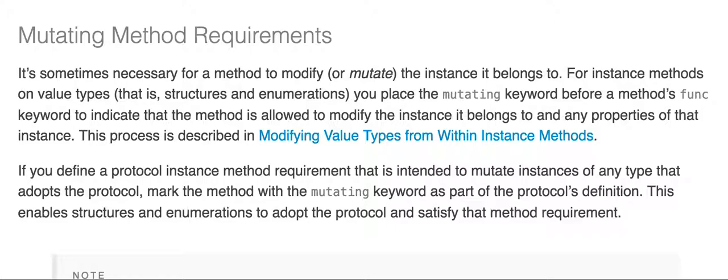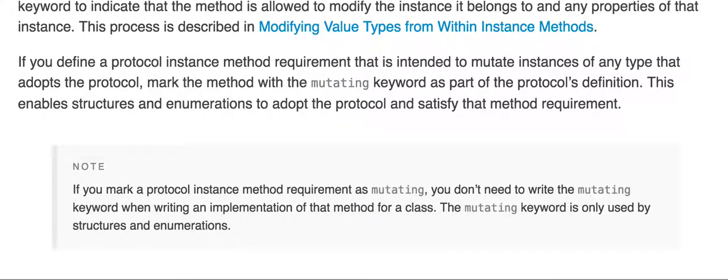If you define a protocol instance method requirement that is intended to mutate instances of any type that adopts the protocol, mark the method with the mutating keyword as part of the protocol's definition. This enables structures and enumerations to adopt the protocol and satisfy the method requirement. If you mark the protocol instance method requirement as mutating, you don't need to write the mutating keyword when writing an implementation of that method for a class. The mutating keyword is only used by structures and enumerations.